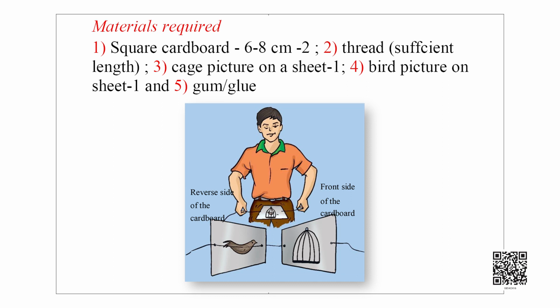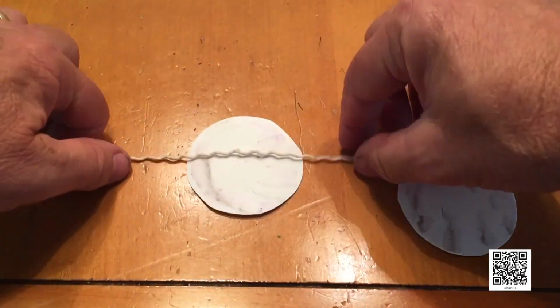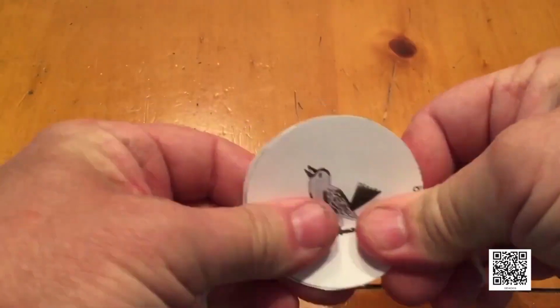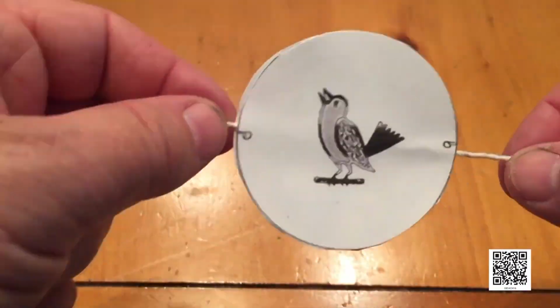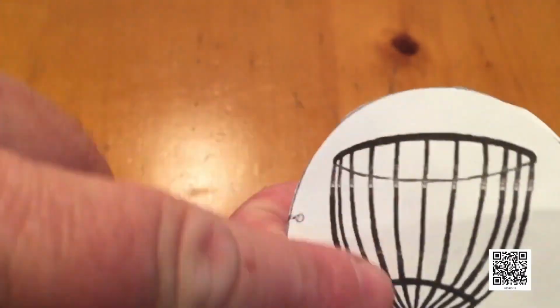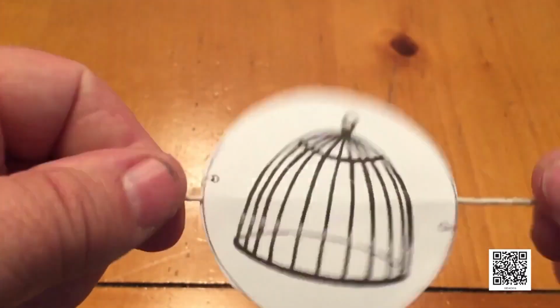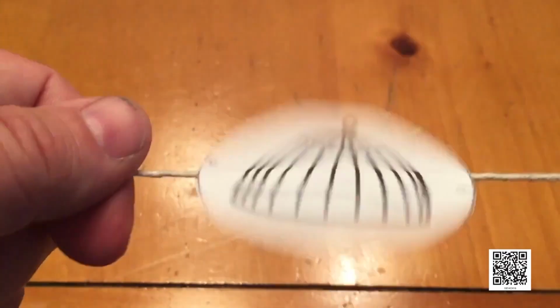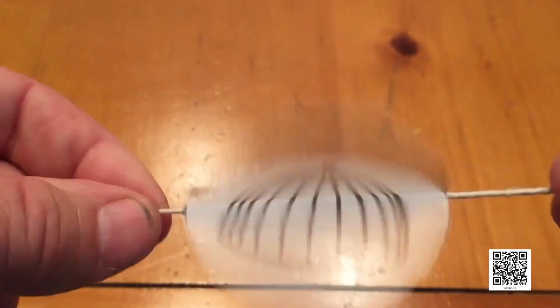Step 1. Get a square piece of cardboard of size 6 centimeter or 8 centimeter. Make 2 holes in the cardboard as shown in the figure. Thread a string through the 2 holes. Draw or paste a cage on one side of the cardboard and a bird on the other side. Twist the string and make the card twirl rapidly. Do you see the bird inside the cage? Again, this activity felt like magic, right?